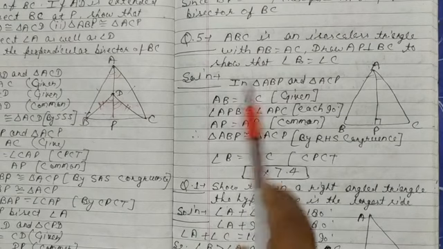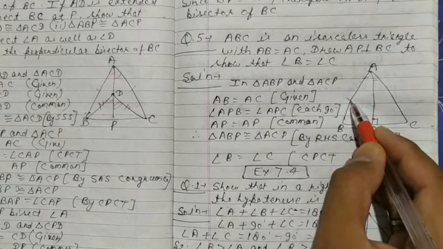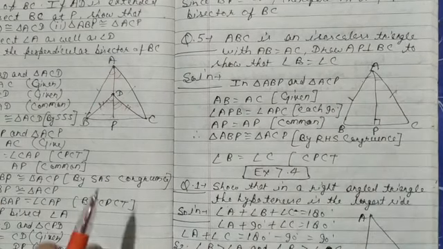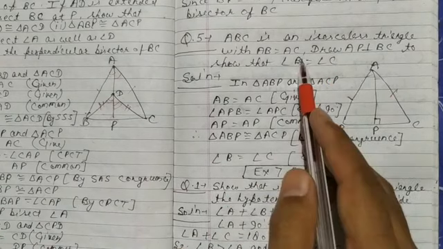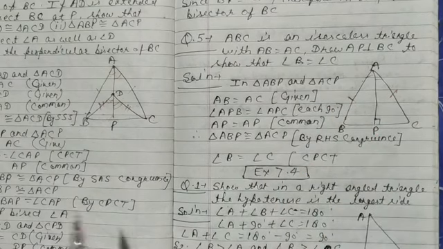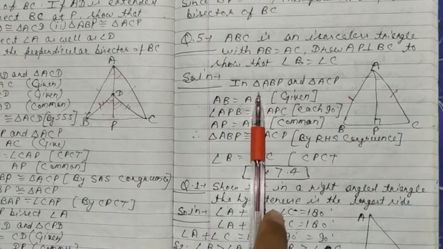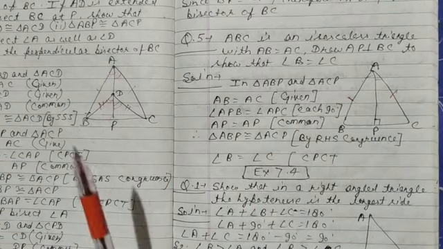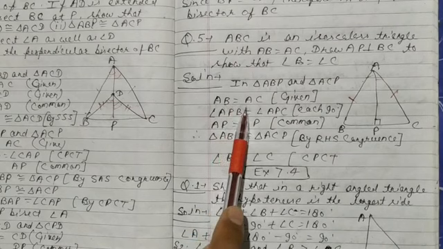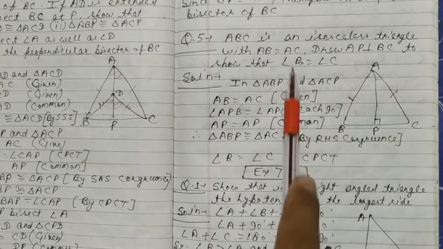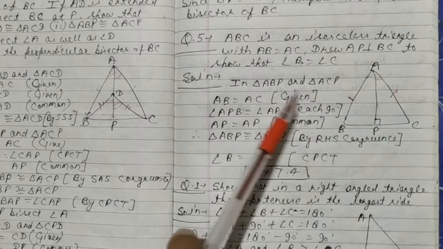Question number 5. ABC is an isosceles triangle with AB equal to AC. Draw AP perpendicular to BC to show that angle B is equal to angle C. We want to prove angle B equals angle C. First we prove these two triangles are congruent. In triangle ABP and triangle ACP, we must know three things which are equal. First thing that is equal is AB equal to AC. Why? This is given in the question. ABC is isosceles, so these two sides are equal.